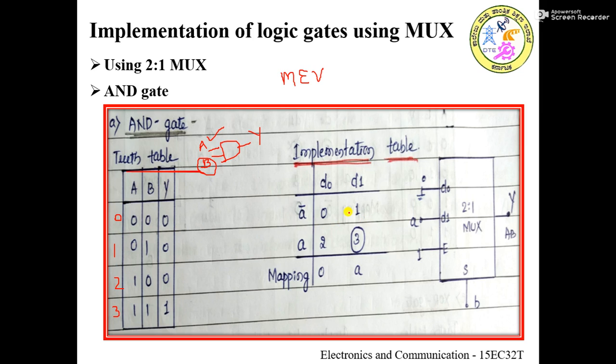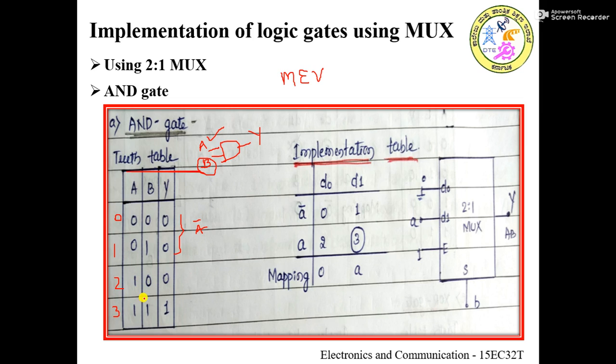So the map entered variable is A. You can see here for the first two decimal combinations, that is for the decimal combinations 0 and 1, what is the value of A here? It is 0. Means A can be designated as A bar.